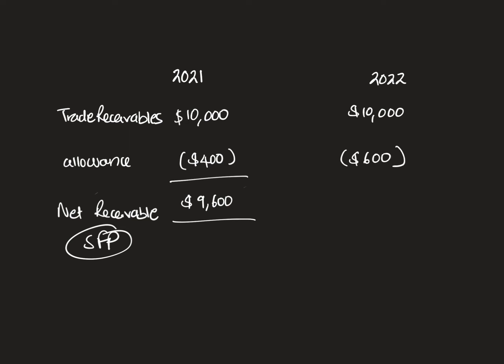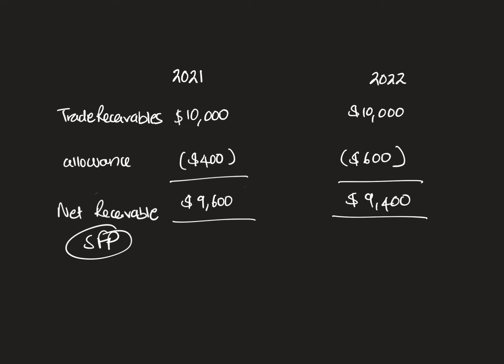Now, the allowance, you must realize, is an estimate at the end of the year. And because we make that estimate at the end of the year, that amount reflects the total allowance that we want to show at the end of that specific year. So what we're saying is that by the year end 2022, we want to be showing net receivables of 9,400.